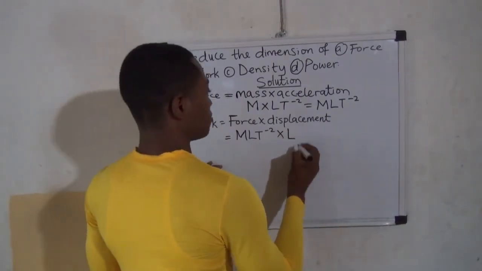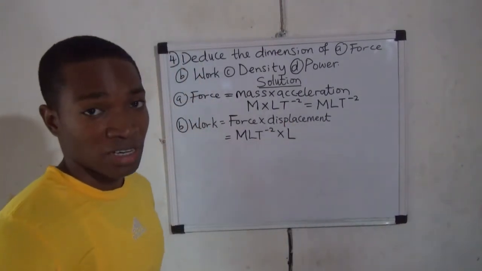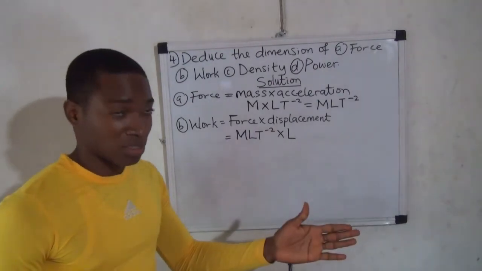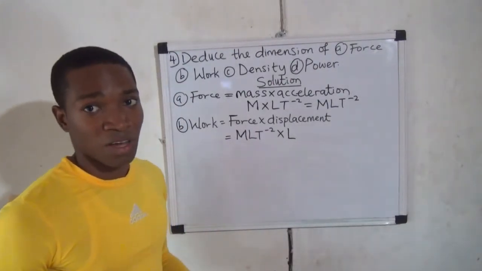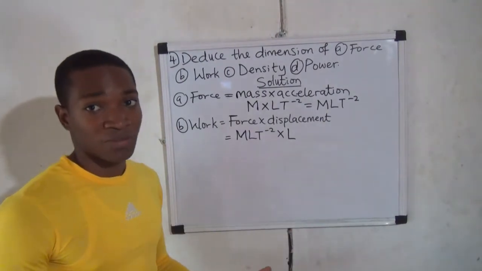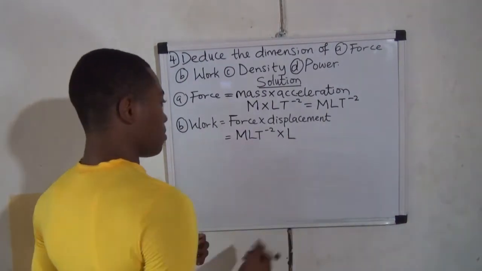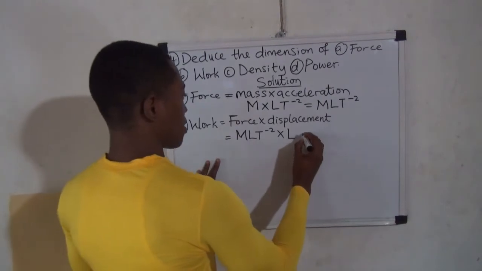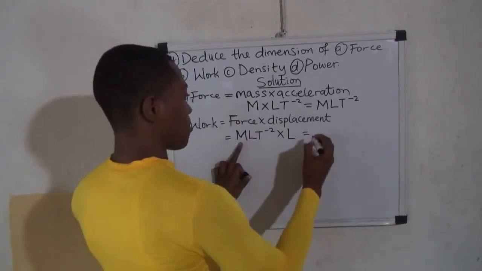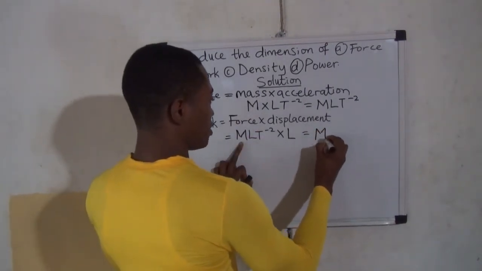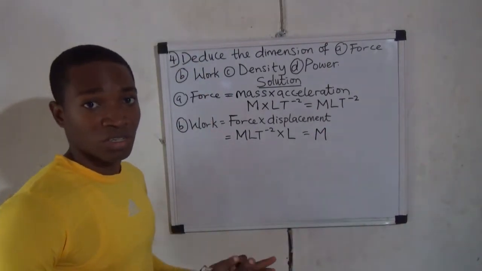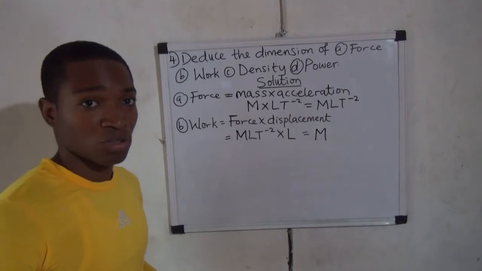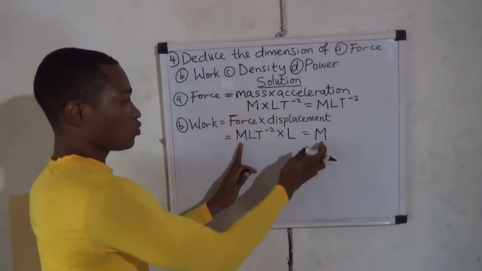L. We've already stated the fact that displacement is also length in a specified direction. Distance traveled in a specified direction. So it's also the length in a specified direction. If we combine this, we have just one M. This is according to the law of indices. So if you are very good with the law of indices, if your mathematics is strong, your physics will also be very, very good. M, just once.